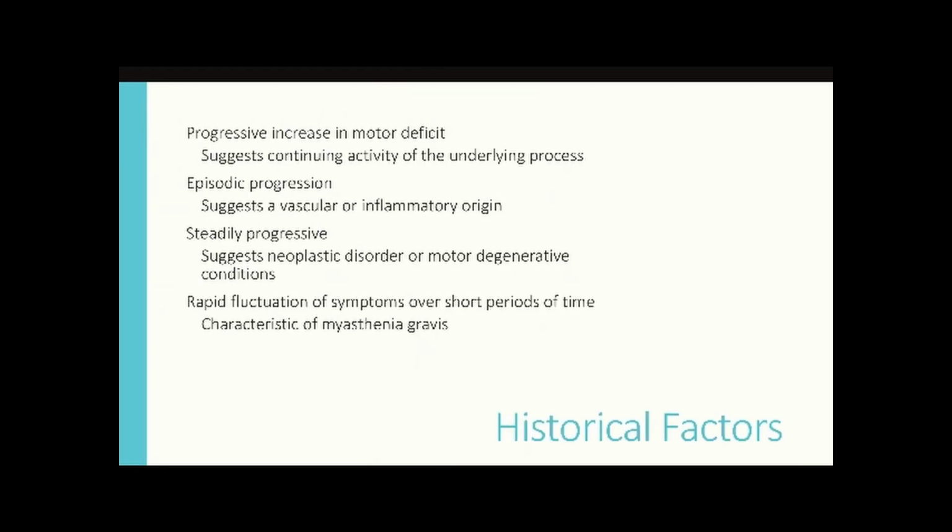If they have a progressive increase in the motor deficit, that suggests the continuing activity is still going on. If it's episodic, like multiple sclerosis, where they have these relapses and remissions, or migraines, they come on and come off, vascular or inflammatory origin. If it's steadily progressive, the weakness is getting worse and worse and worse. There's no remission of it. Neoplastic disorder or degenerative disorder, where they're just getting worse and worse, keeps degenerating. And if there are rapid fluctuations over a short period of time, that's usually like a myasthenia gravis. That usually will be with that one.